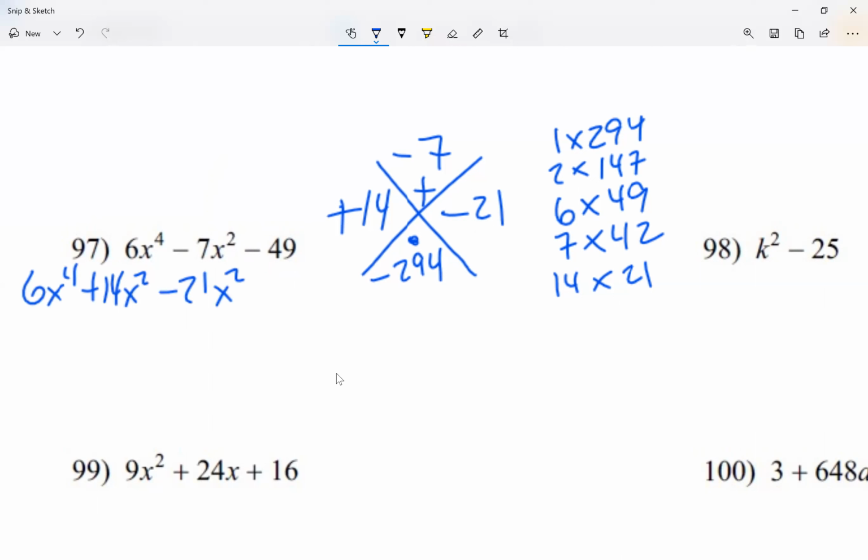Notice how I split, right? 14 minus 21 is -7. So my middle term, I split it into two terms, and then my minus 49. I wanted to make this a group of 4, because I know when I have 4 terms, I do grouping. So I'm looking at my first 2 terms only. 6 and 14, I can divide each by 2. And then x squared. I go by the smallest exponent.